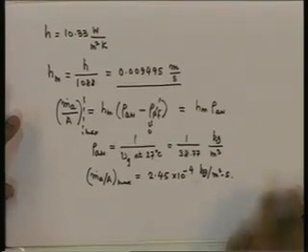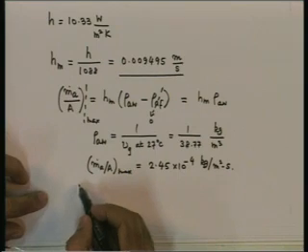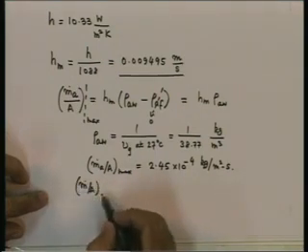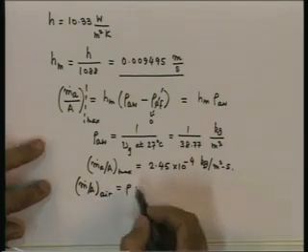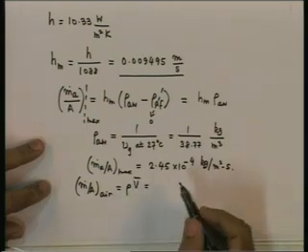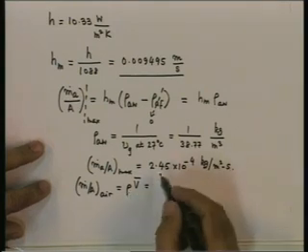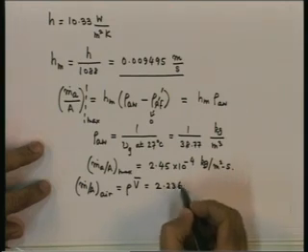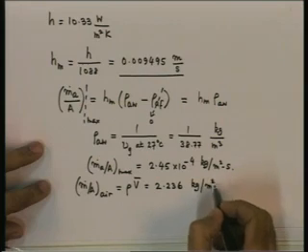And now we have m dot by A for air. This will simply be rho of air into the mean velocity, the mass flux of air. And this turns out to be, we know rho, we know V bar, 2.236 kg per meter square second.